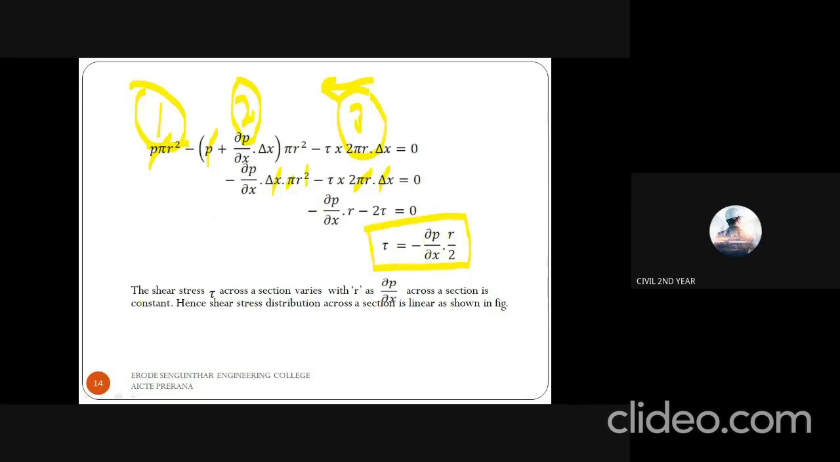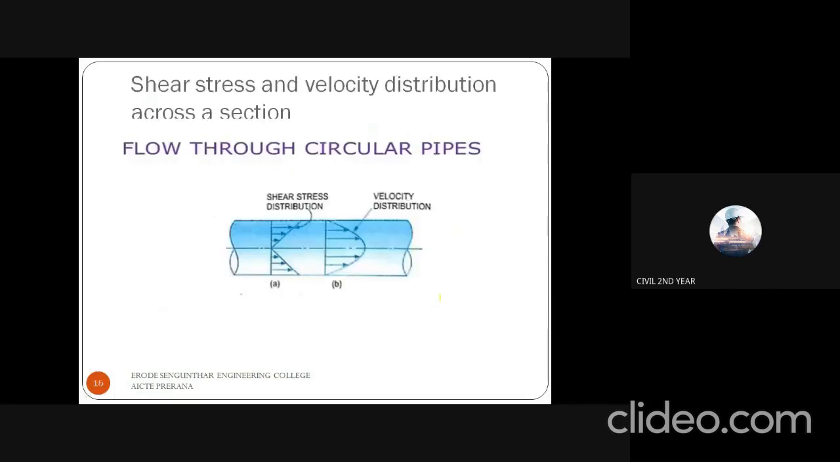So from these equations, we are concluding that the shear stress tau across the section varies with R. Whenever the radius of the pipe varies, the shear stress will automatically vary. Okay? So ∂P/∂x across a section is constant. Hence shear stress distribution across a section is linear, as shown in the figure. So let us see the picture here.